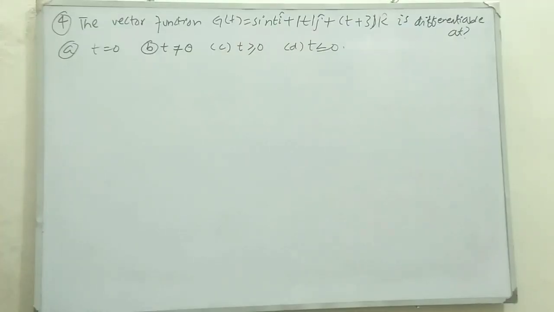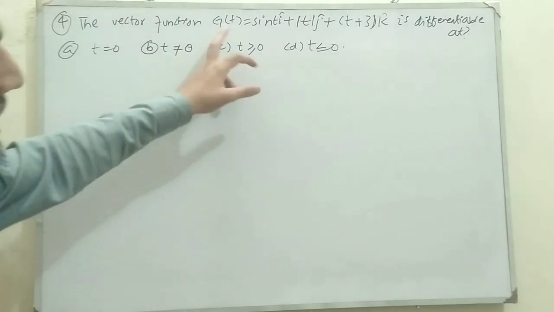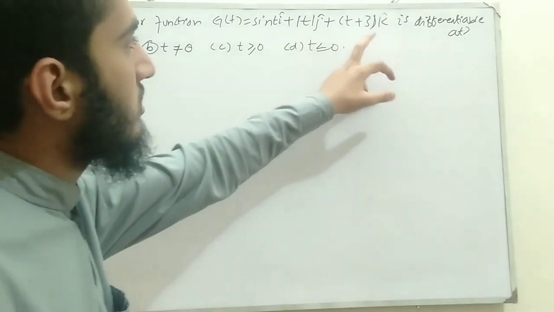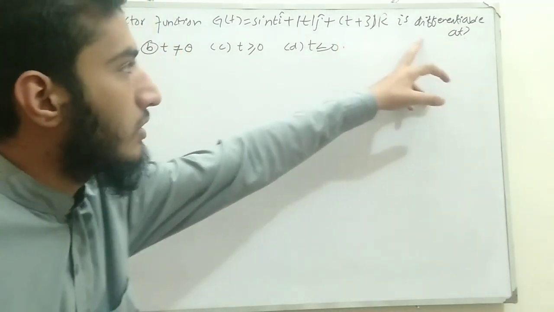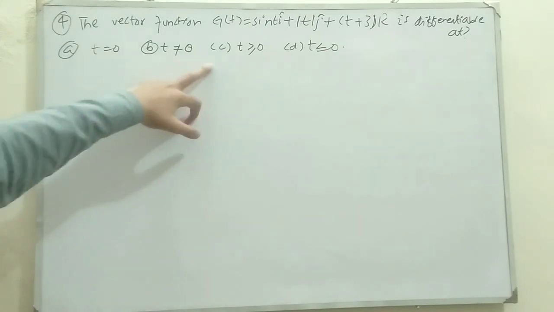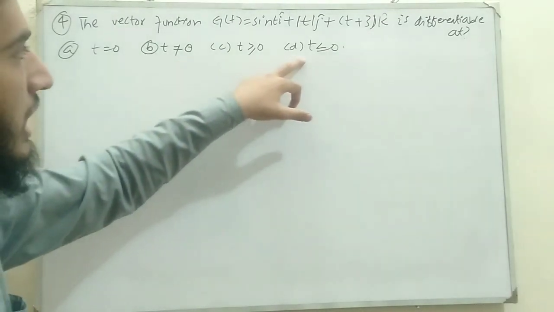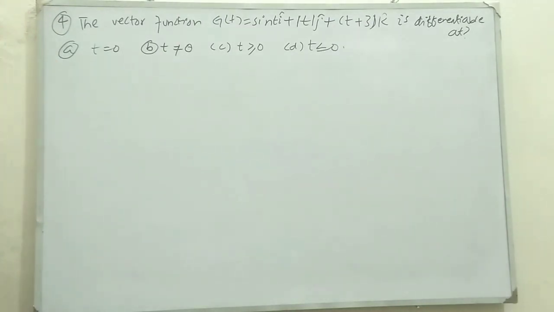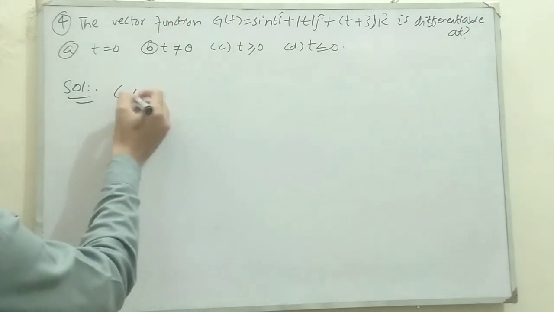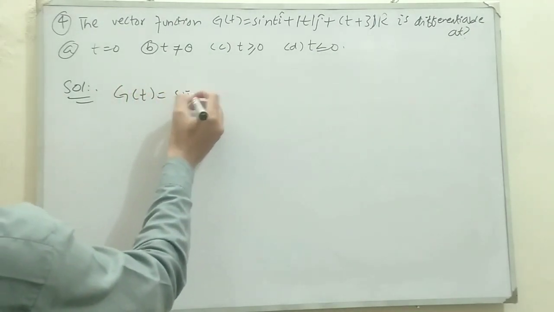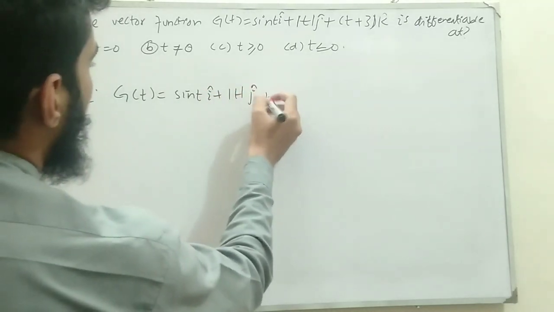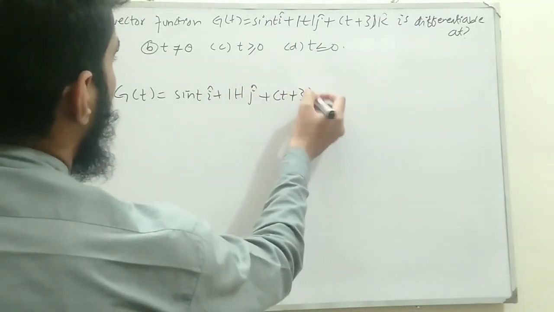Now move toward MCQ number 4. It tells that the vector function g of t is equal to sin t i plus mod of t j plus t plus 3 k is differentiable at: option A is t equal to 0, B is t not equal to 0, C option is t greater than or equal to 0, and the last option is t less than or equal to 0. So move toward the solution of the given vector function. We have a vector function given, g of t is equal to sin t i plus absolute t j, and after this plus t plus 3 k.